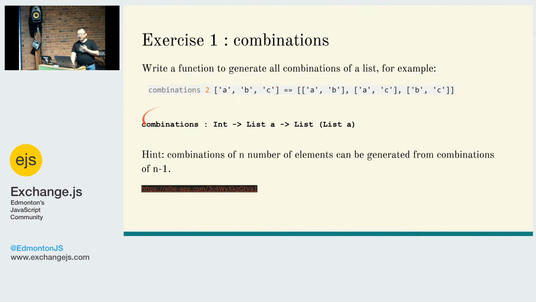If you look at the function signature, it's pretty simple. We have an integer, which is how many items I want to pick from the list. Then we have a list of something, and I return a list of lists. It means all the combinations of that list. This is a very simple math problem. Before we use it in a program, we have to figure out how we solve the problem in our mind.